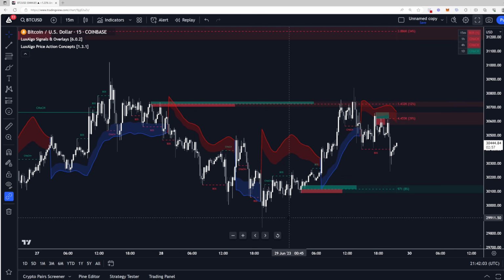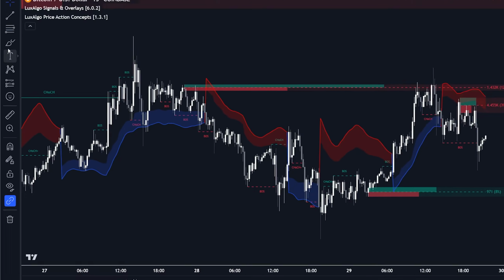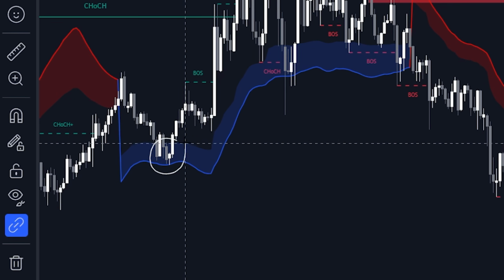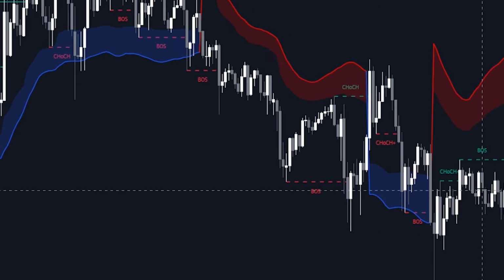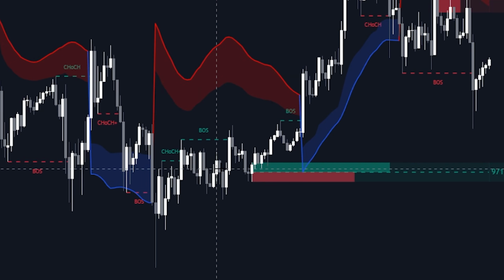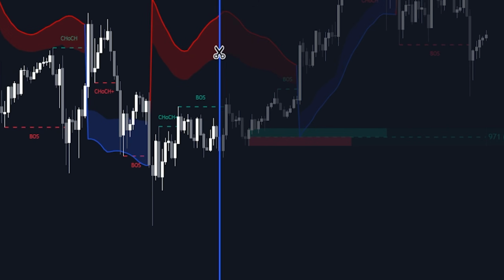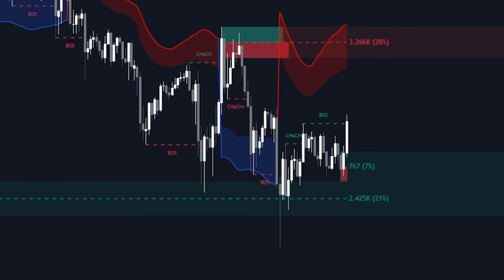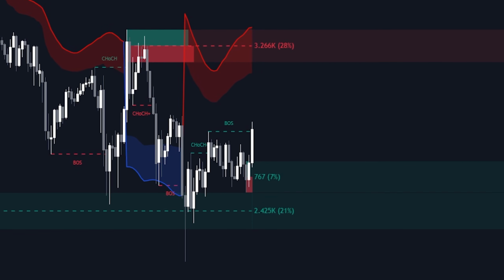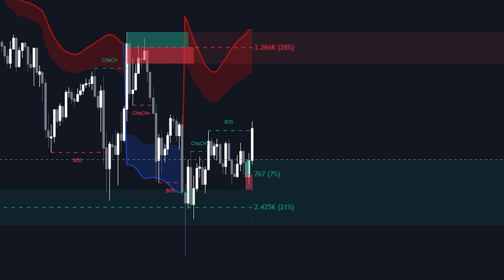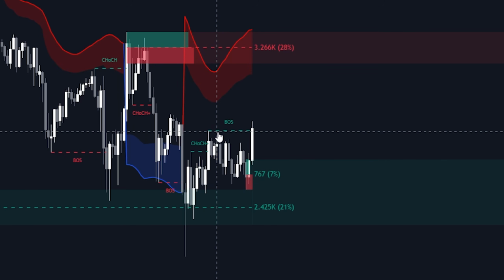So another confirmation to consider, because the smart trail setup is not something that always happens, is simply a break of structure, right? If you get a change of character and then you get a break of structure, like this right here, this is when you can get a little bit more confidence that there is a solidified trend ongoing based on the market structure that is on your chart.